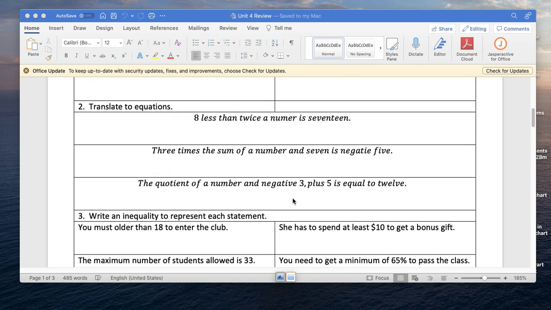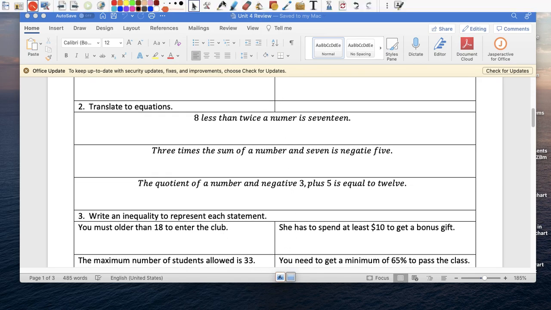Translate to equation. I'm going to translate first and make any adjustments later. 8 less than, which is minus. Twice is 2 times a number. I forgot the b. 2 times the number is 17. So let me take this out. Do we have to make any adjustments? Yes, because of this word. So it's actually 2x minus 8 equals 17.